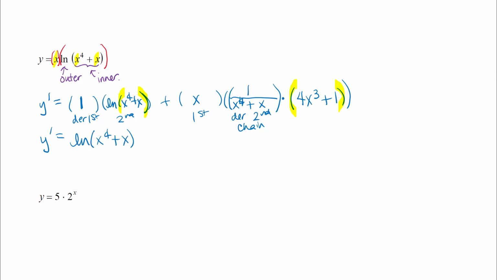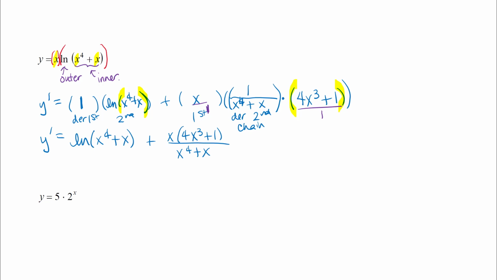All right, and then everything I have after the plus sign, there's a couple ways I can handle that. One of the things that I have in there is a fraction. So I might rewrite both of these other two things as fractions and then think about just multiplying straight across. So then I would have x times 4x cubed plus 1 on the numerator, and then on the denominator just x to the fourth plus x. Okay, so I could leave my answer like that.